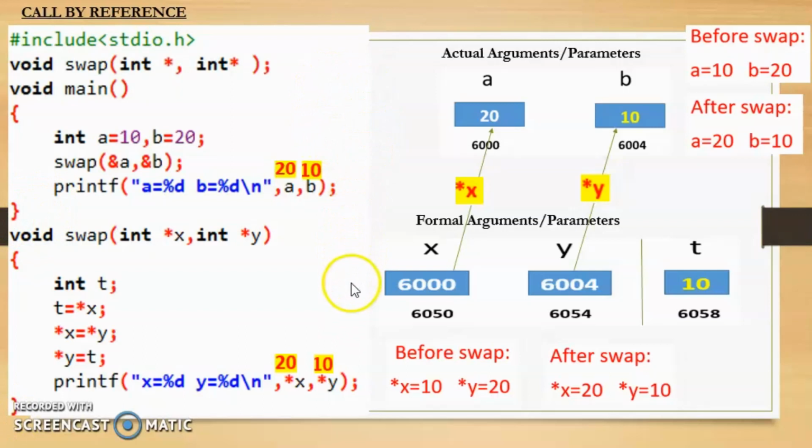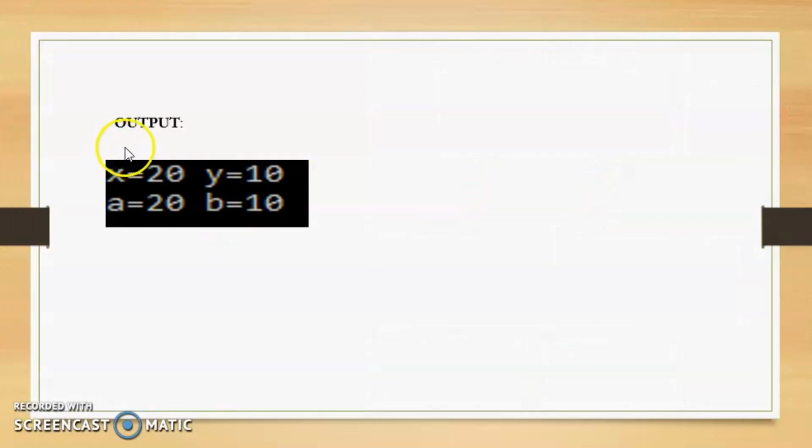So in this program of call by reference, we can see that if any changes are done to the formal parameters, then automatically it will change the actual parameters because over here the address was passed and both the formal and actual parameters refer to the same memory location. So the output of the program will be, first it will print x equal to 20 and y equal to 10, and then a equal to 20 and b equal to 10. So we can see that along with the formal parameters, the actual parameters will also change.